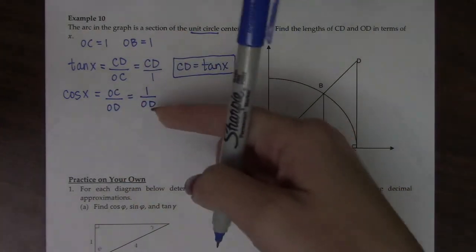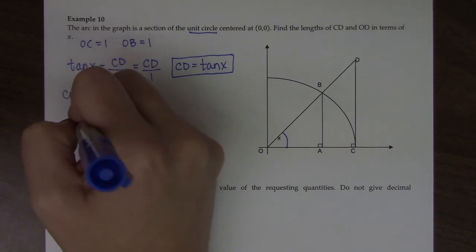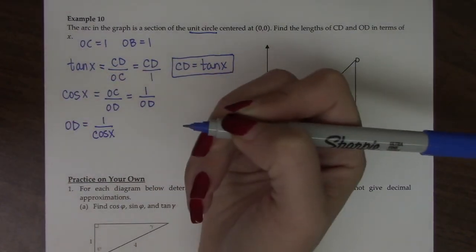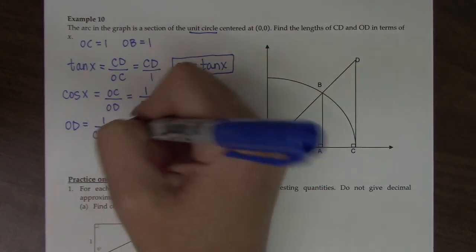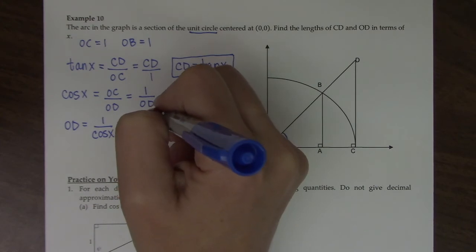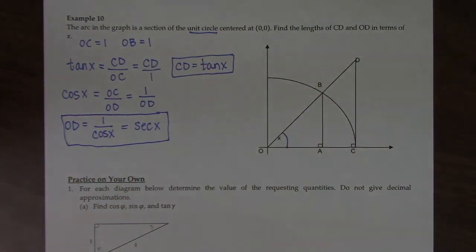So now if I solve this expression for OD, I get that OD is 1 over cosine X, which could be a possible right answer, or you could simplify it to secant X. So either one of these would be a correct expression in terms of X.